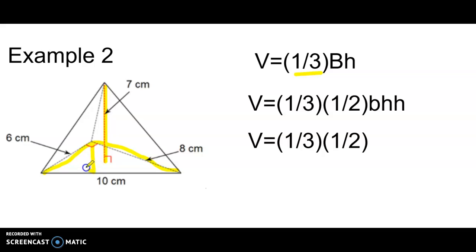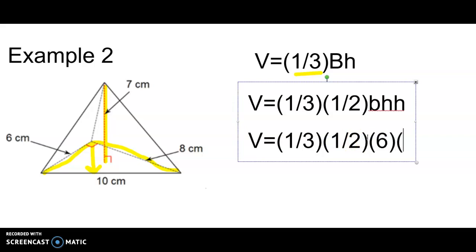Remember how we were drawing the arrows to find our hypotenuse? We cannot use 10 to find the area of this triangle. We have to do 6 as the base, and 8 is the height for the area. So we're going to multiply this by 6 times 8, and then we got to multiply it by 7 because that's how tall it is.